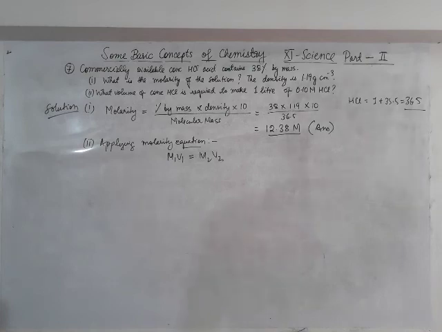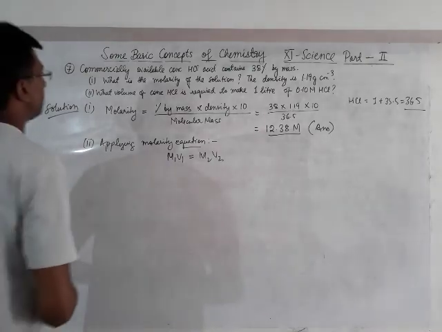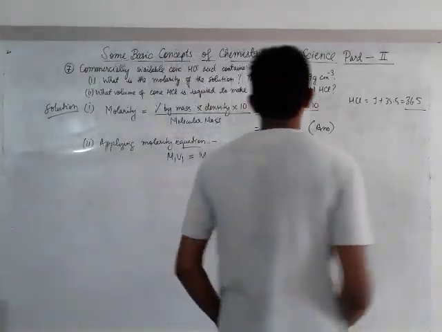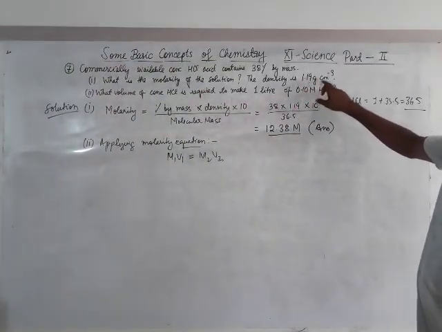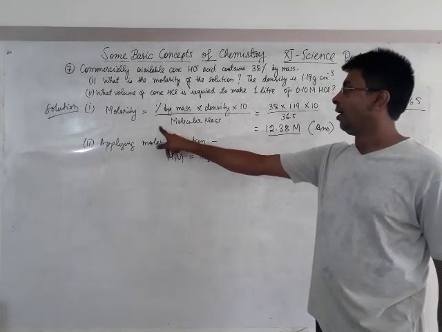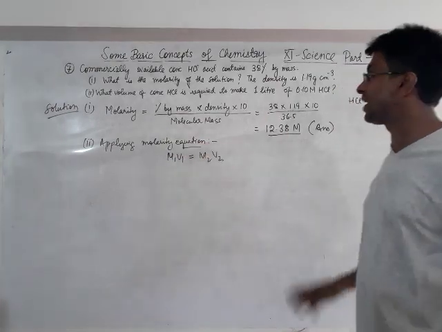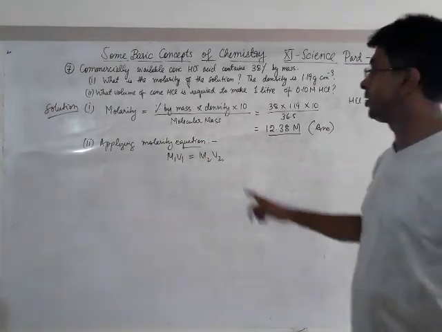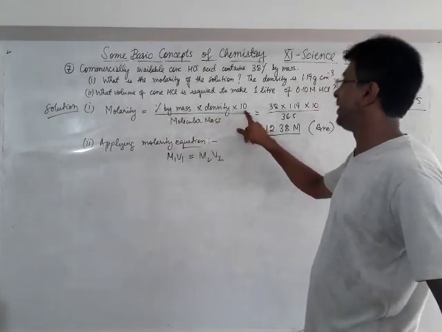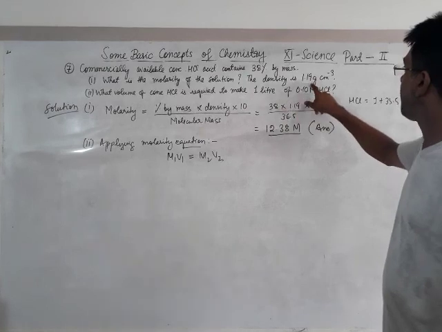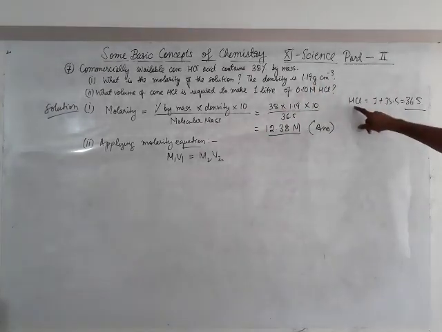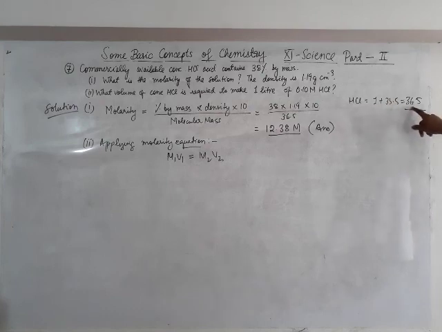Okay, now look at the first part. The question says, what is the molarity of the solution? The density of the 38% by mass conc HCl is given 1.19 gram per centimeter cube. So, apply this formula. Please learn this formula as well. Whenever percentage by mass of any compound is given, remember this formula to calculate the molarity: percentage by mass into density multiplied by 10, density is given in gram per centimeter cube, divided by its molecular mass. Hydrochloric acid molecular mass is 1 plus 35.5, which gives us 36.5.